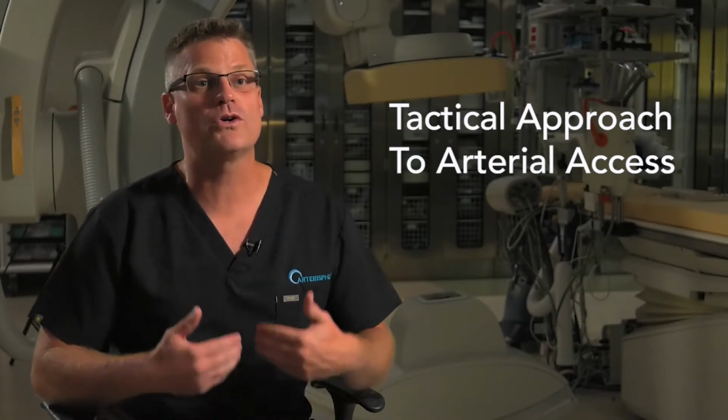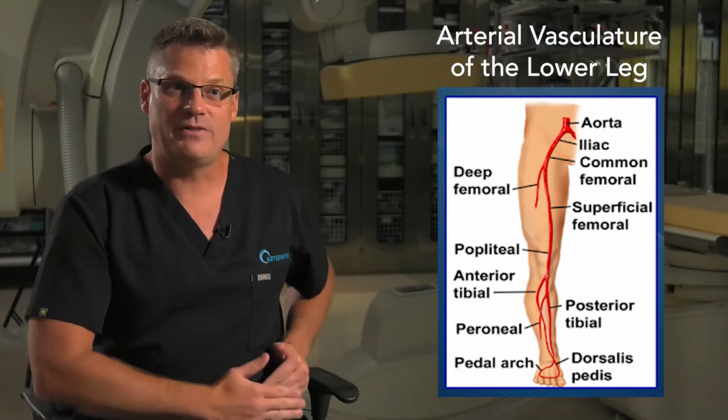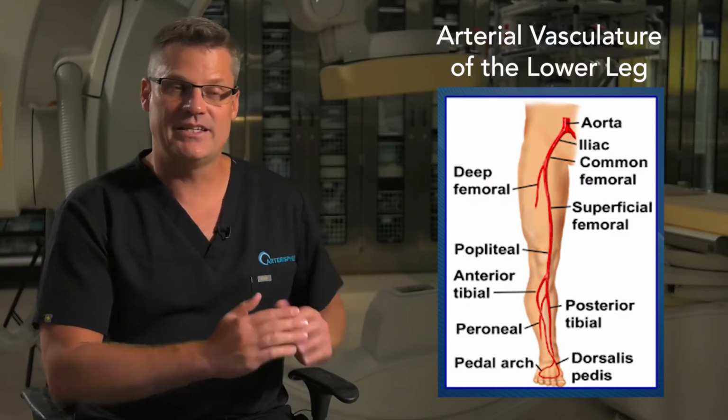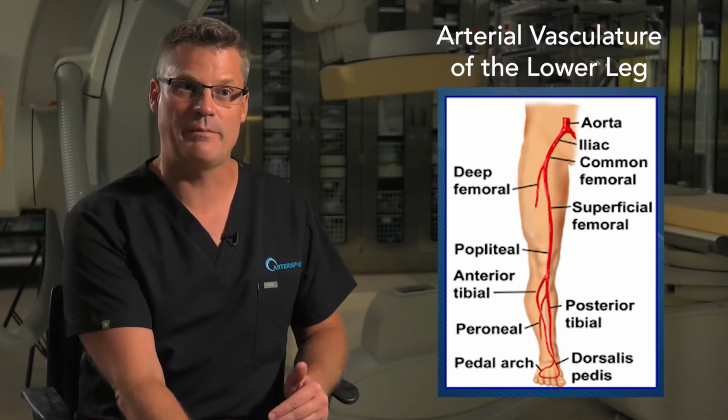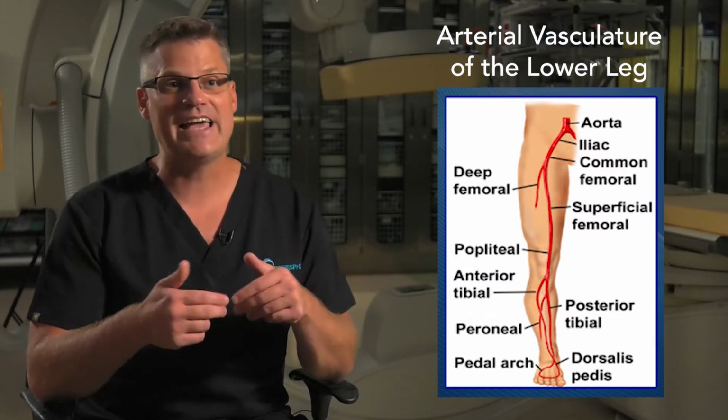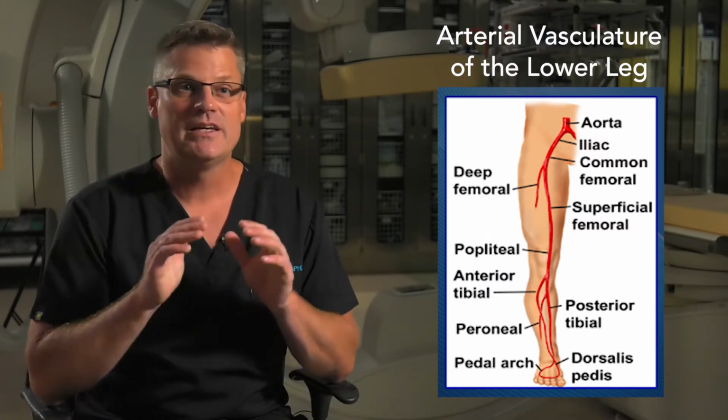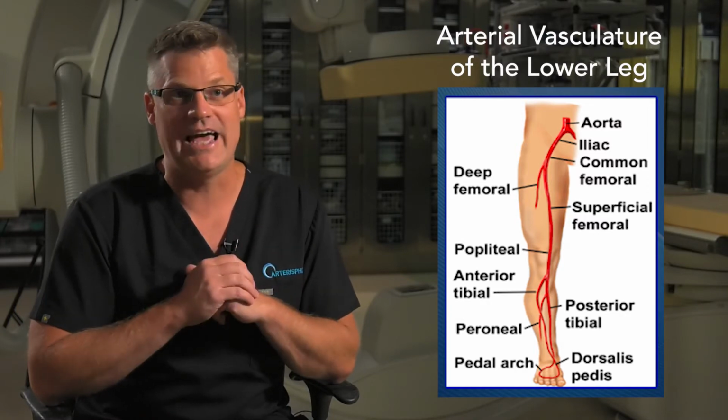Today's session is going to be a tactical session on access in order to save limbs. So let's start off. Simplistically, I typically try to think of the anatomy at 3 levels. The first one is the inflow or the iliac system. The second is the superficial femoral artery and popliteal arteries. And then lastly, below the knee specifically, tibial and pedal anatomy.